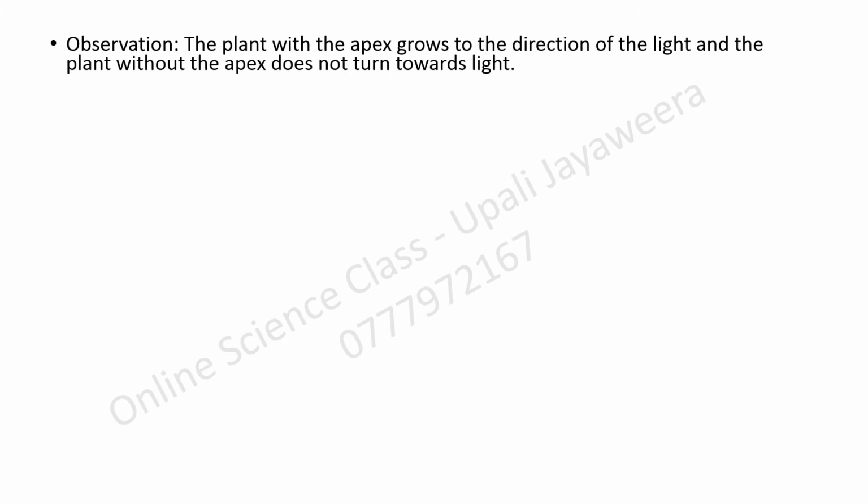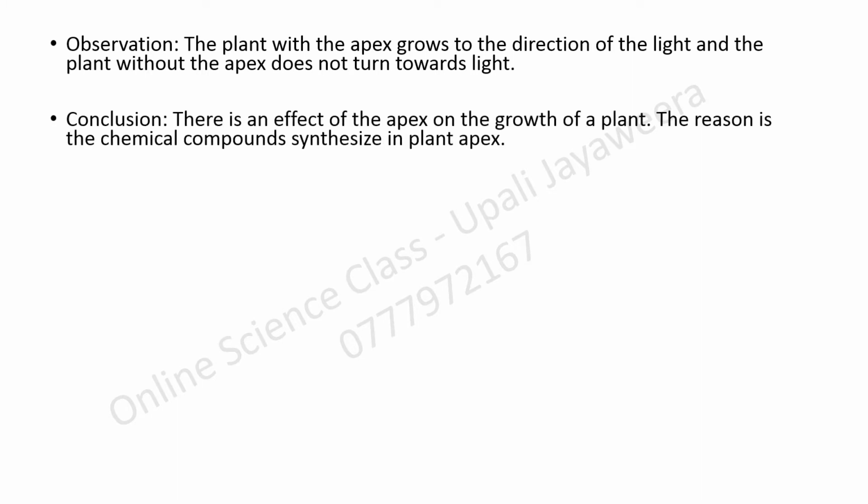The plant with the apex grows to the direction of the light and the plant without the apex does not turn towards the light. Then you can make your conclusion. There is an effect of the apex on the growth of a plant. The reason is the chemical compounds synthesized in the plant apex.